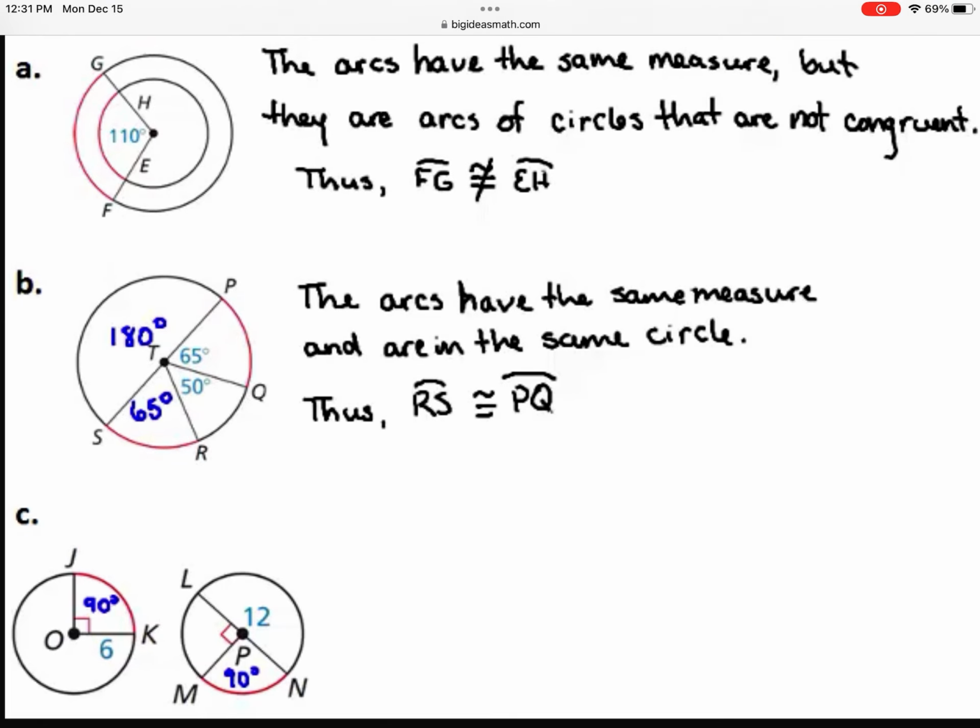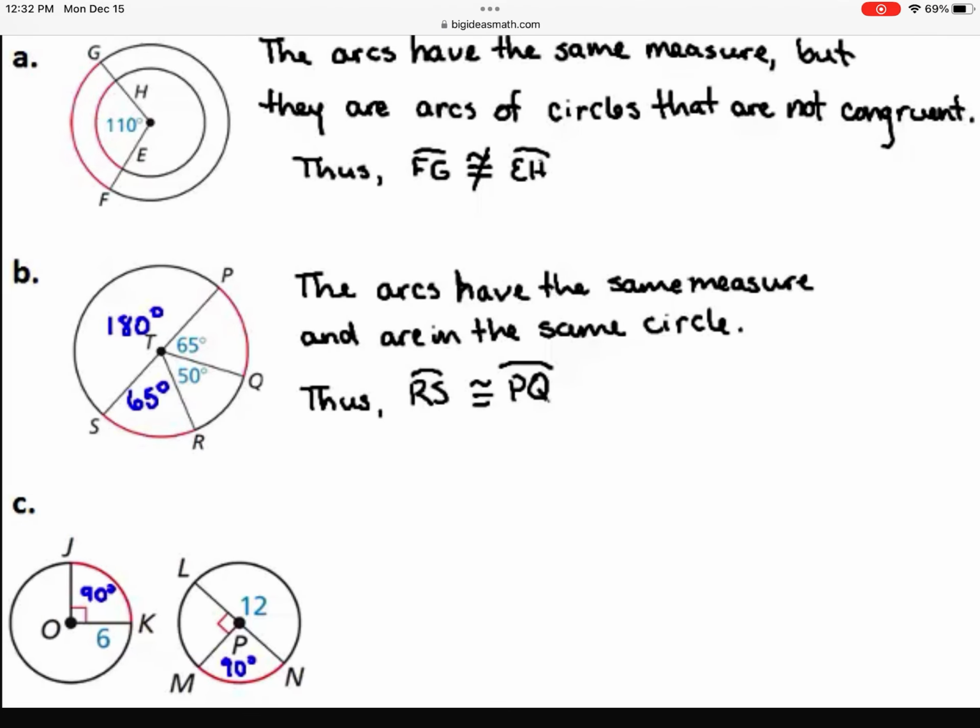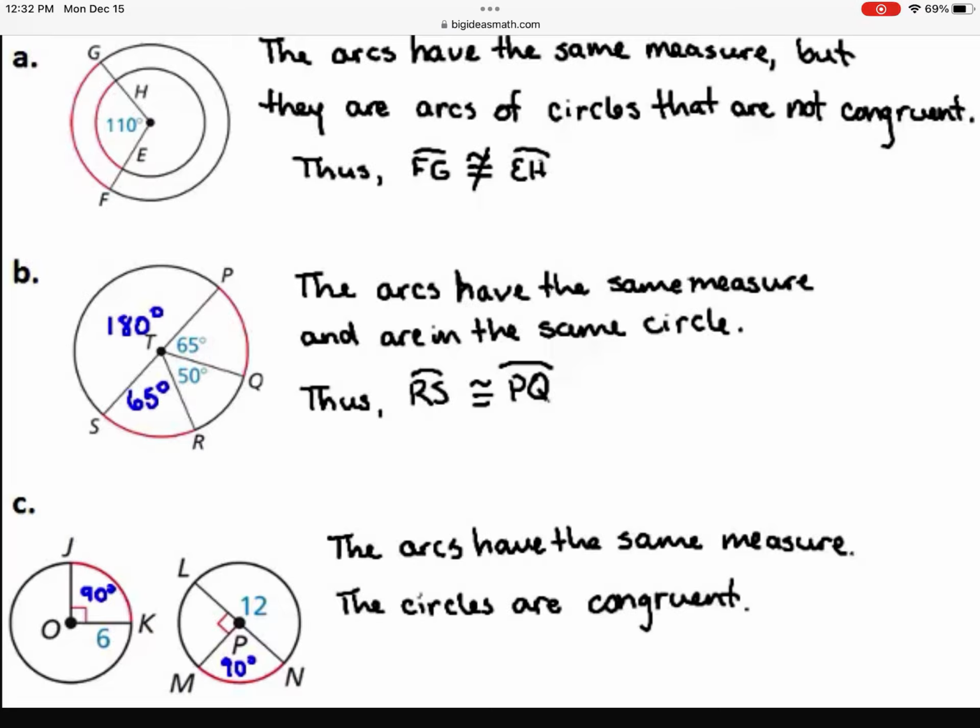Part C. Notice that both of the red arcs have a measure of 90 degrees. So the arcs have the same measure. And also notice that one circle has a radius of 6 and the other has a diameter of 12, which means that the circles are congruent because both circles have a radius of 6. So the circles are congruent.